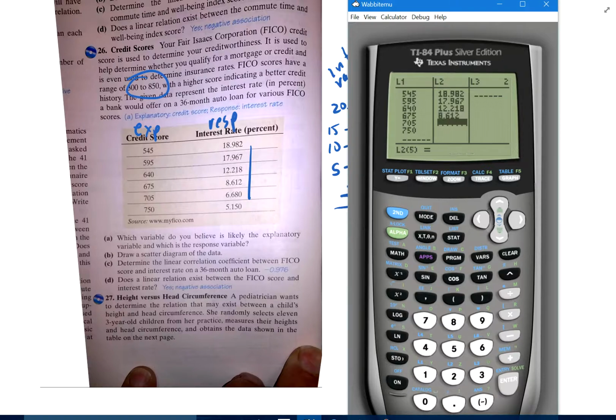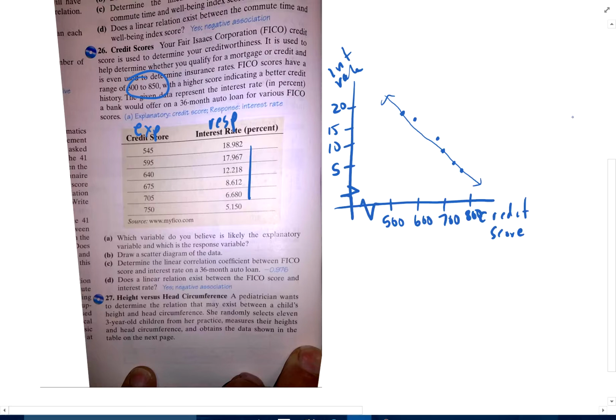8.612, 6.680, and 5.150. There we go. Okay, so there's our data. If we want to find R, we're going to find the regression line, and it will tell us what R is. Okay, negative 0.976, or negative 0.98. R equals negative 0.98. Okay, there we have it. Good job.